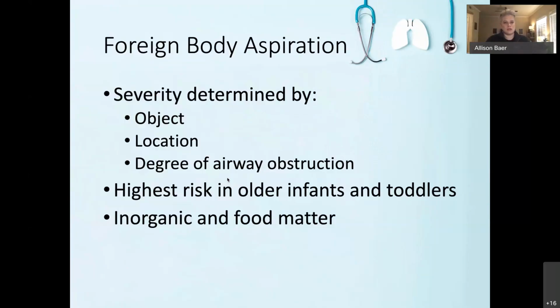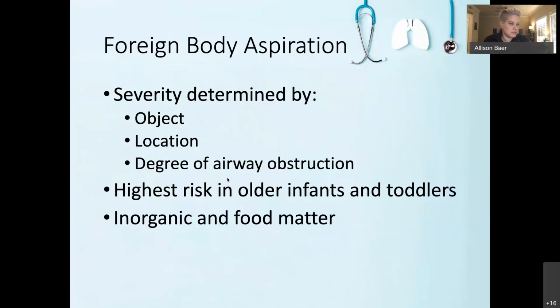So foreign body aspiration, how severe it is going to be is determined by what it is that they aspirated and where it went. And how big it is will determine how much obstruction there is. Infants and toddlers, as soon as they start getting that pincer grasp and can pick things up, put them in their mouth, and then accidentally inhale it, that's going to be your riskier group.